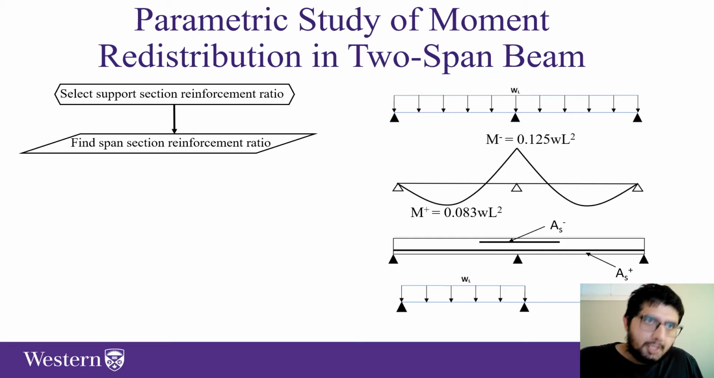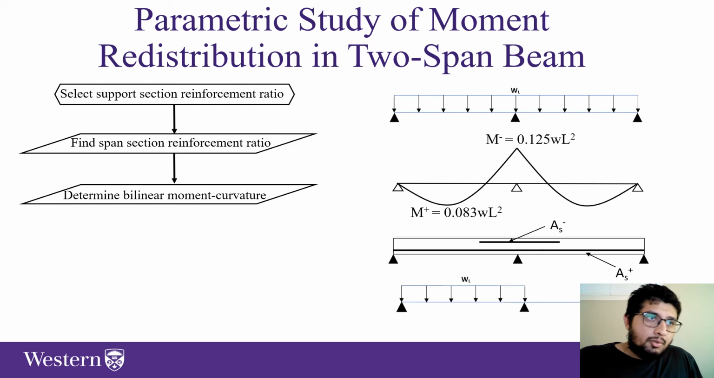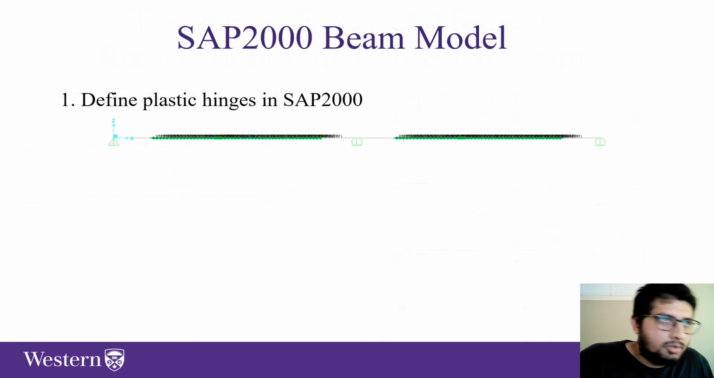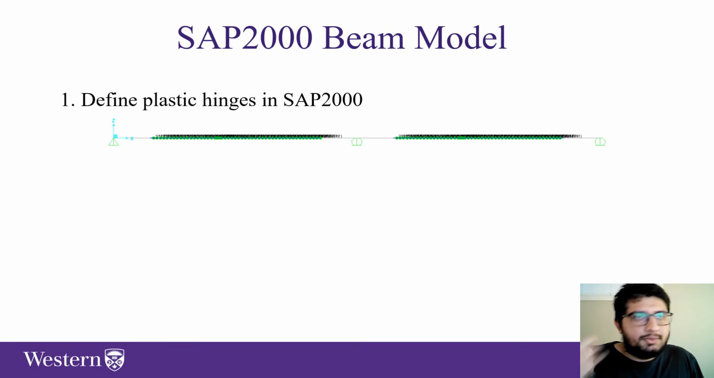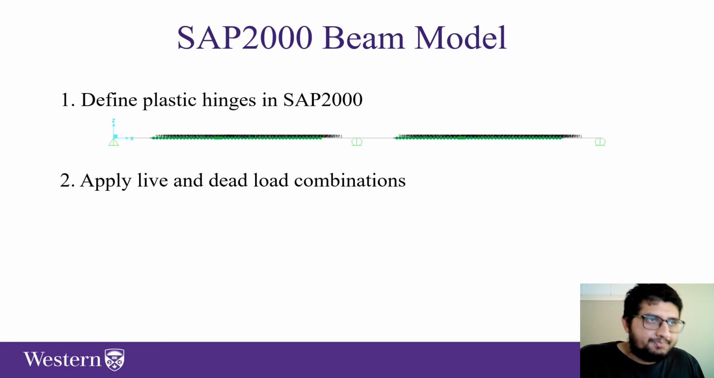Once you've designed the critical positive and negative moment sections, we can find the moment curvature relationship for both of those sections and fit a bilinear approximation. Once we have that, we can use the yielding and the ultimate points from the moment curvature relationship to define the plastic hinges in SAP 2000.